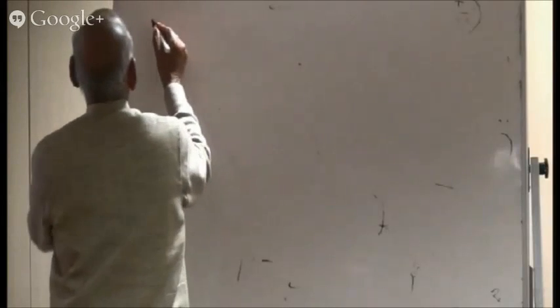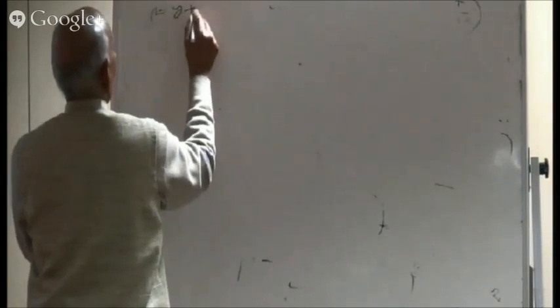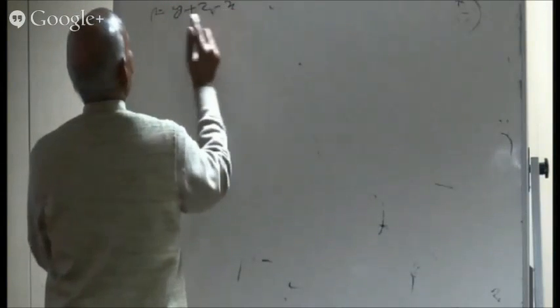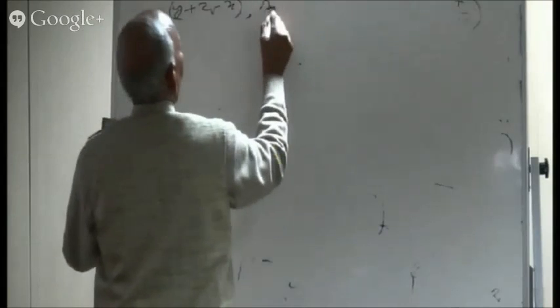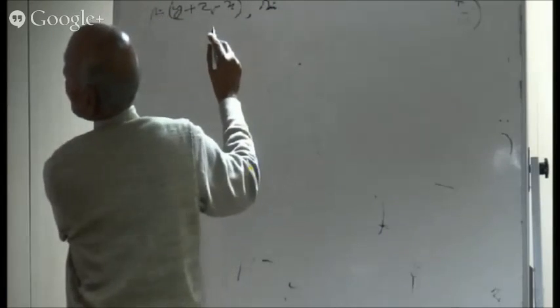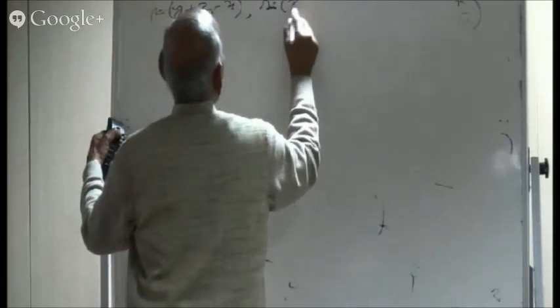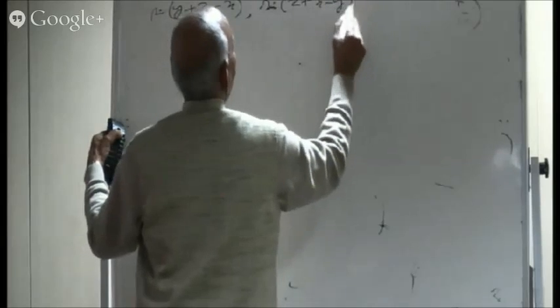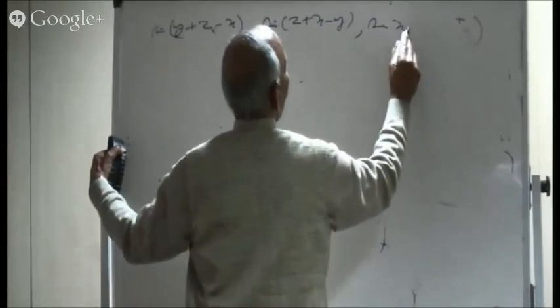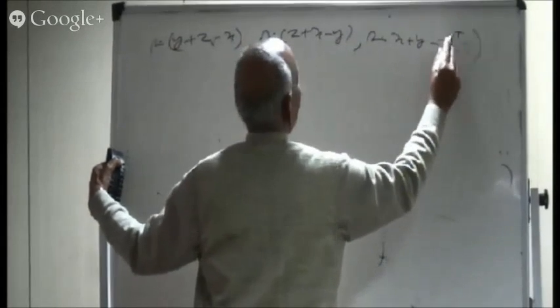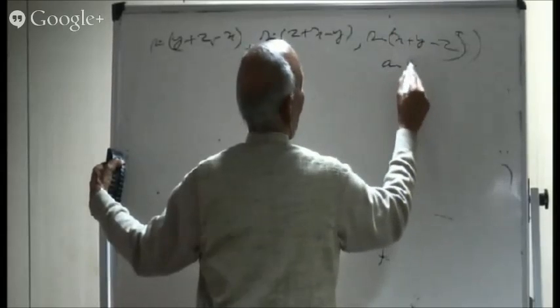So here is question number 11. We are given sin(y + z − x), sin(z + x − y), and sin(x + y − z). These numbers are given to be in AP.